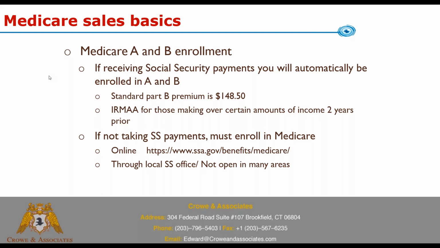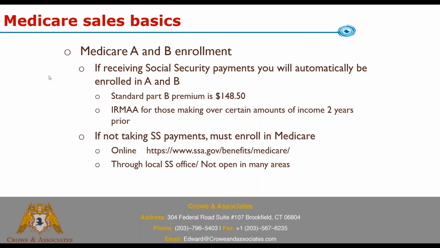Keep in mind you have IRMAA, which stands for Income-Related Monthly Adjustment Amount. For those making over certain amounts of income, and I'm going to show you an IRMAA grid in a few minutes, they will pay more for Part B, and in some cases substantially more. But the thing to remember for IRMAA is it's always 2 years earlier. So 2021 IRMAA is being determined by what people made in 2019, for example. Next year for 2022, it'll go by 2020 income and so on and so forth. Always 2 years behind.